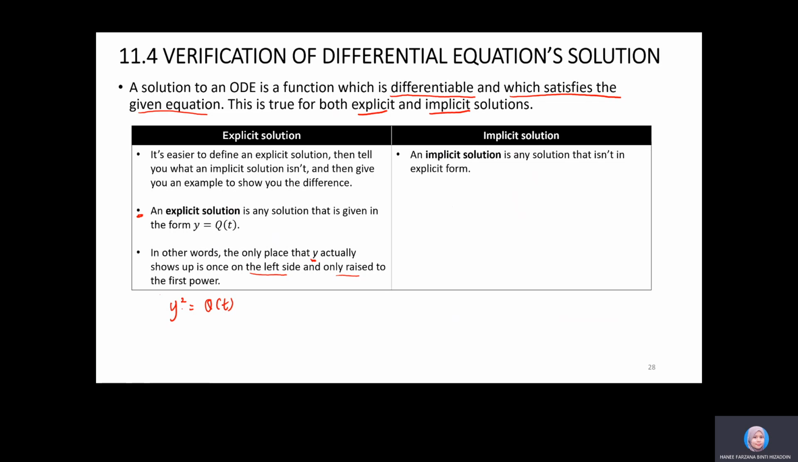If you have a solution like y squared equals q of t, any function of t, then this is not explicit. An implicit solution is any solution that isn't in explicit form, meaning you have to imply what is y from the given function. So from y squared equals something, you need to find out what is y. In order to find y, you need to square root both sides.